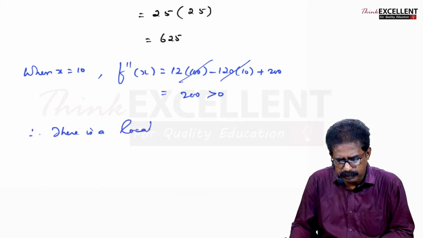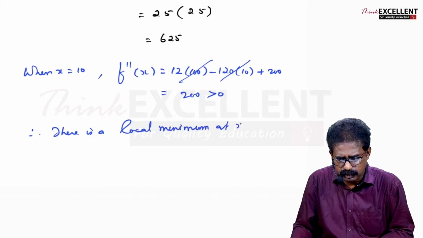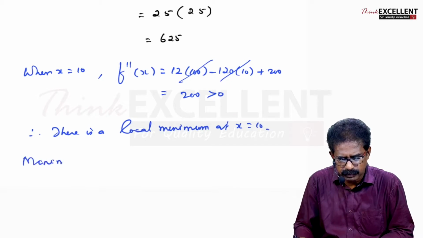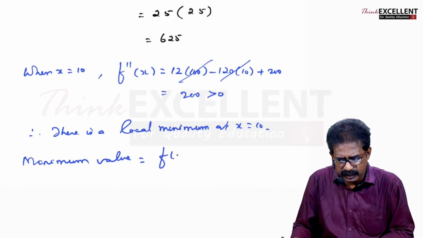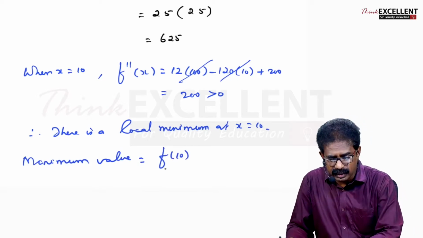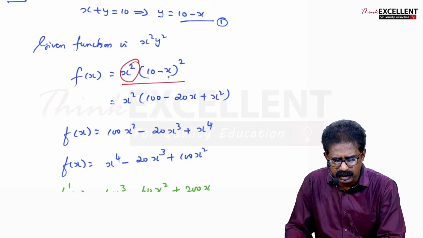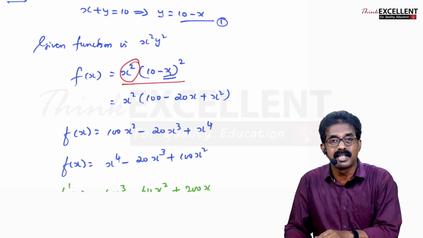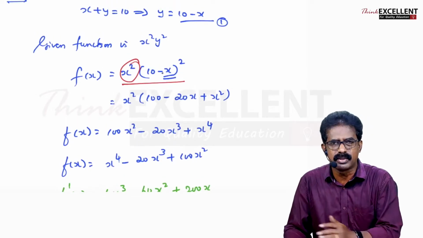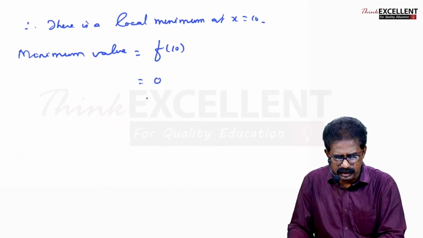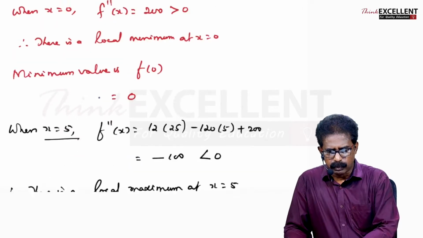Therefore, there is a local minimum at x equal to 10. And the minimum value is f of 10. So what do you do? In the given function you put 10. Very simple. x you are giving 10. So 10 minus 10 is what? 0. 0 square, 0, 0 in anything is 0. So here also you are getting the answer as 0.